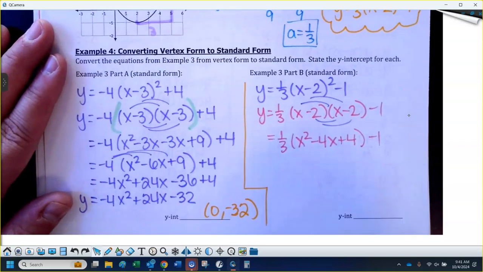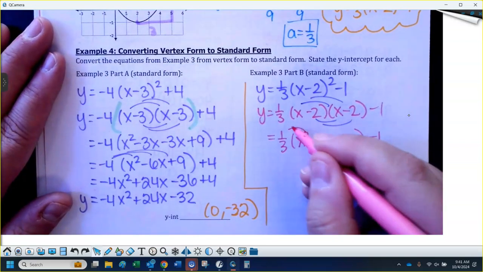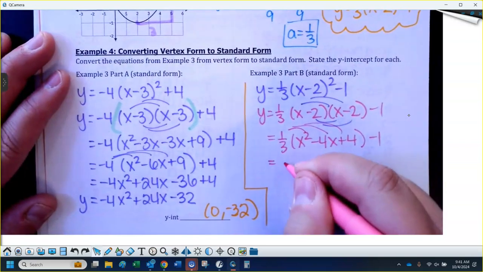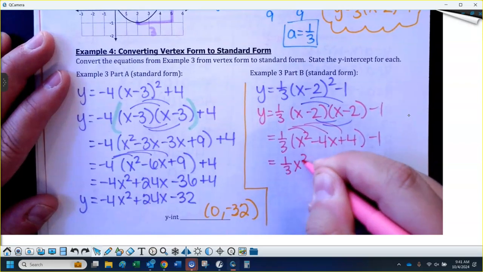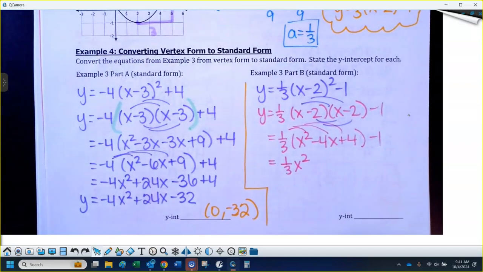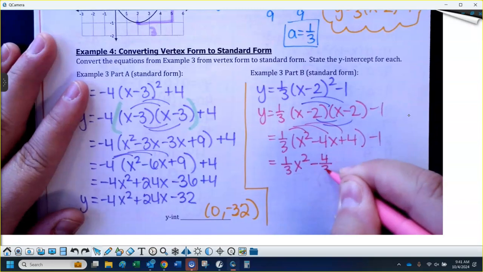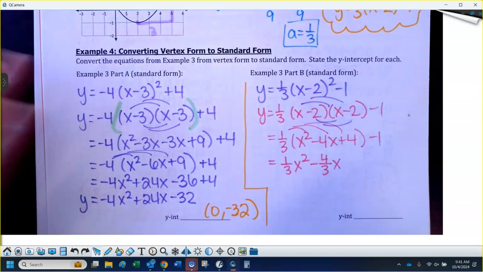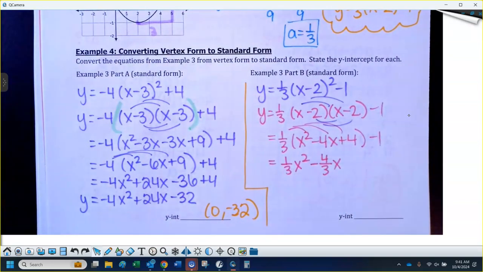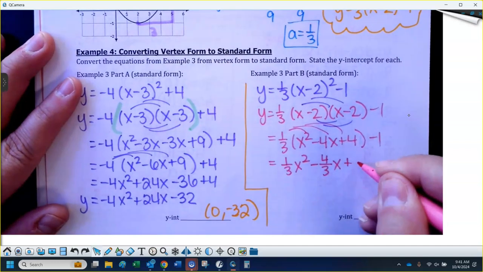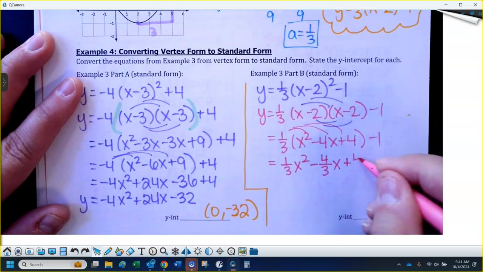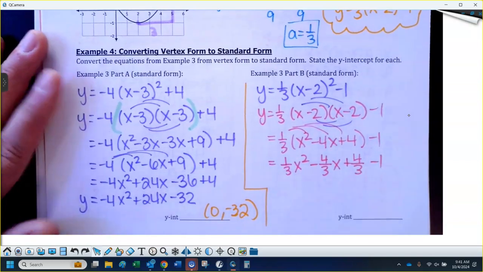So don't forget that. Now, if you're working with the fraction and you're doing this by hand, I'm just going to write 1/3 x squared. If you do a fraction times a number, you just do the numerator times the number. So -4 times 1, I'd write -4, put the denominator underneath. So 1/3 times -4 would just be -4/3. 1/3 times the +4 is going to look super similar. So I'm going to just have 4/3. And then I have this -1.